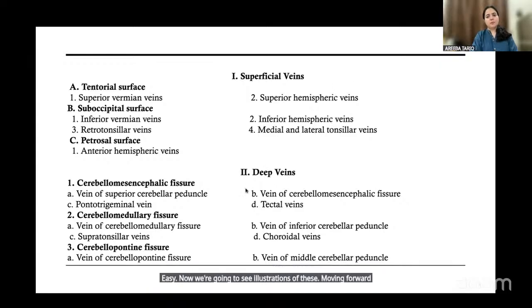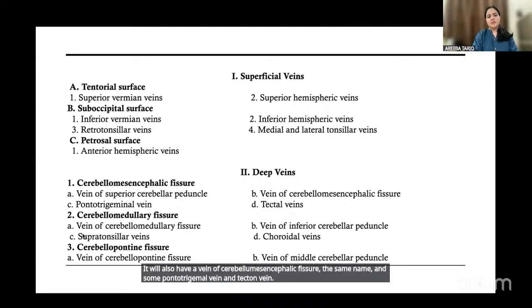Moving forward to the deep group of veins. Now it is divided into 3 parts based on the 3 fissures. The 3 fissures that are present in the posterior fossa: cerebellomesencephalic between the cerebellum and midbrain, cerebellomedullary between the cerebellum and medulla oblongata, cerebellopontine between the cerebellum and pons. Now, the cerebellomesencephalic fissure will have a vein of a peduncle. Which peduncle is associated with the cerebellomesencephalic fissure? Superior cerebellar peduncle. So the vein will be known as the vein of the superior cerebellar peduncle. It will also have a vein of the cerebellomesencephalic fissure, the same name, and some pontotrigeminal vein and tectal vein.